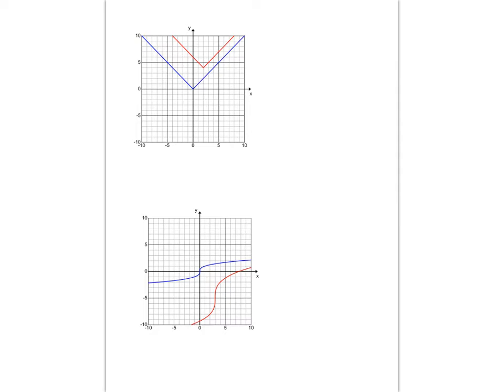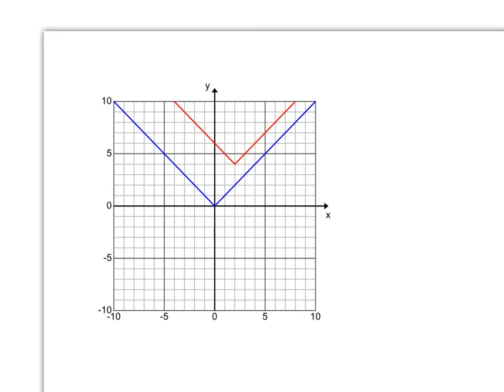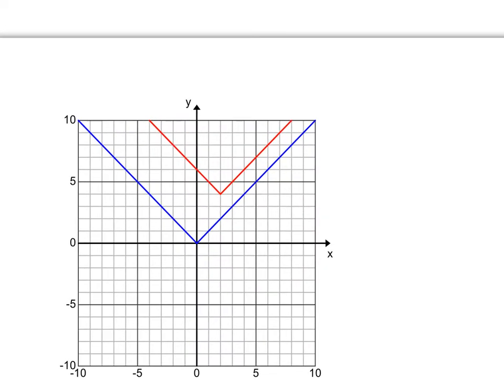Alright, we're going to do another one. First, we have to figure out what our parent function is. Our parent function, we see v's. So your parent function is going to be absolute value of x. Then we have to figure out our a value, our h value, and our k value. To figure out your a, up 1 over 1, up 1 over 1. That never changed, so a didn't change. No change.